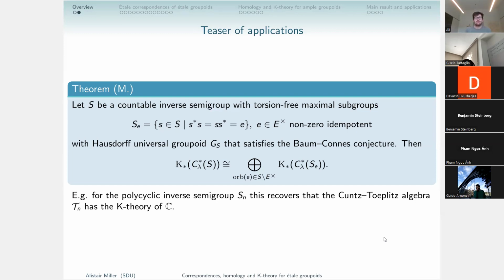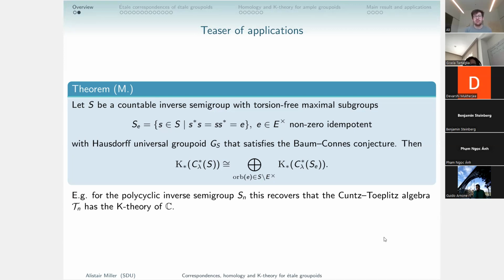In the purely algebraic context, there is a similar theorem for the plain groupoid algebra, the Steinberg algebra. But the point is that, at least I don't know any groupoid that satisfies the conjecture from the start. Yeah. Okay.